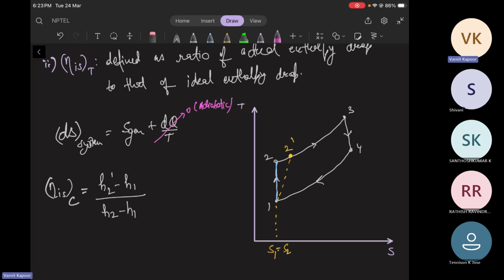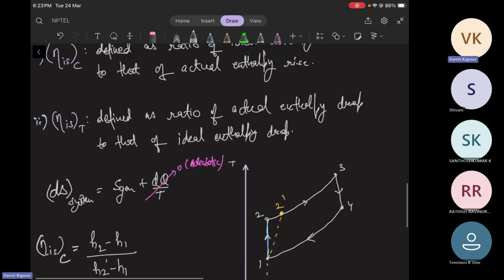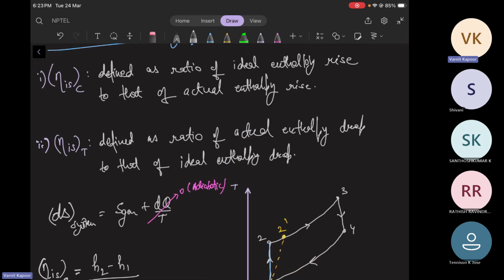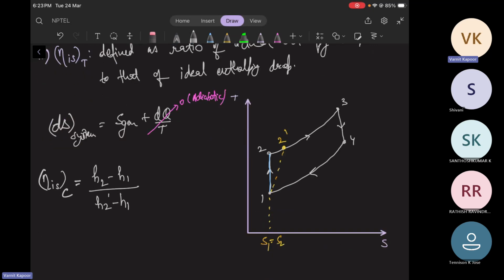Okay. So that is H2. Sorry, my bad. It is always less than one. So it will be actual by ideal... no, ideal by actual. So the actual value will always be higher. What I have written is defined as the ratio of ideal to actual. So ideal is H2 minus H1 and actual is H2 dash minus H1. Efficiency is always lower to higher. That is why it is going to come out less than 1.